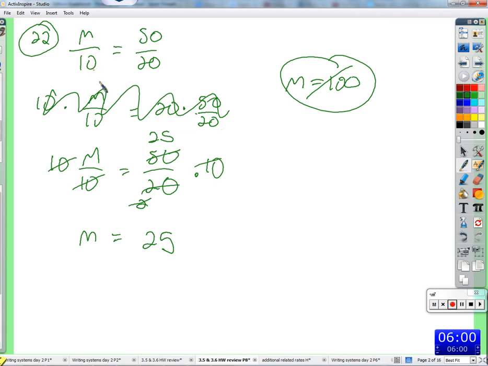Now, some proportions work well for that kind of thinking. I can just say, 10 times 2 is 20, right? So this times 2 has to give me 50, not 50 times 2. Or if we go the other way, 20 divided by 2 is 10, so 50 divided by 2 is 25.